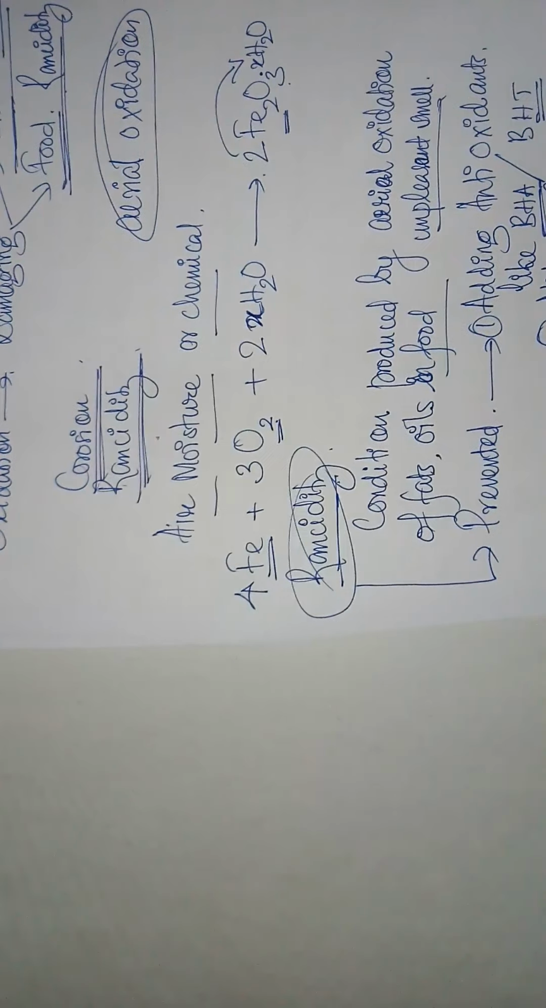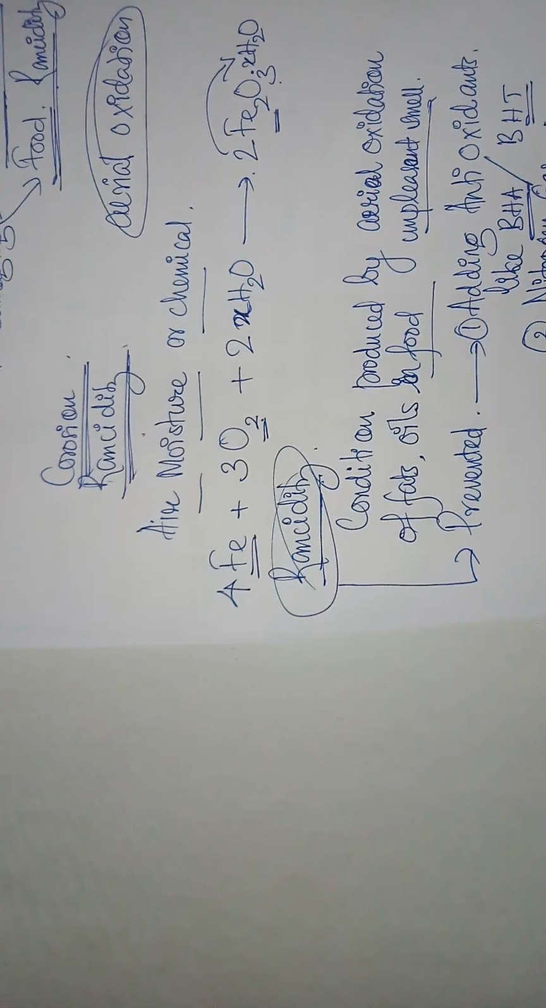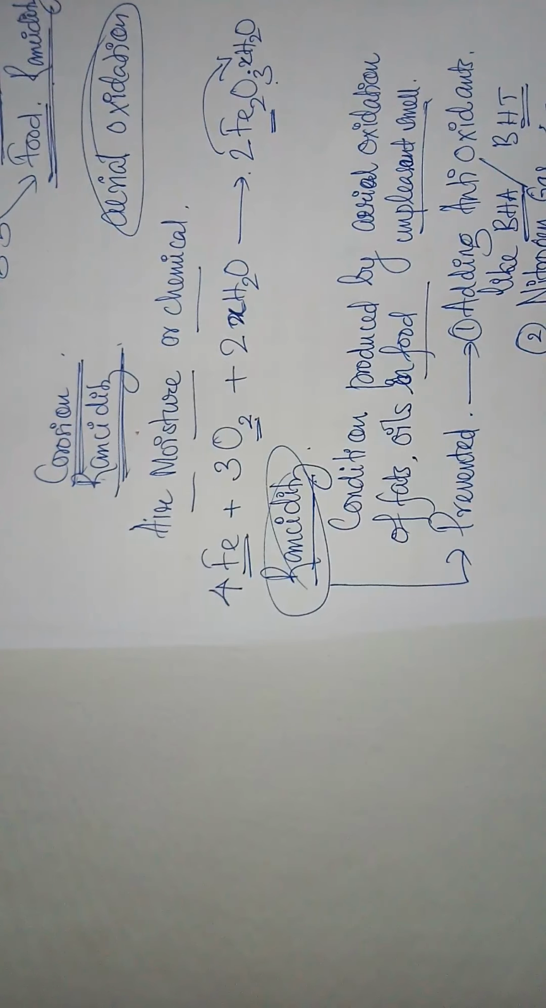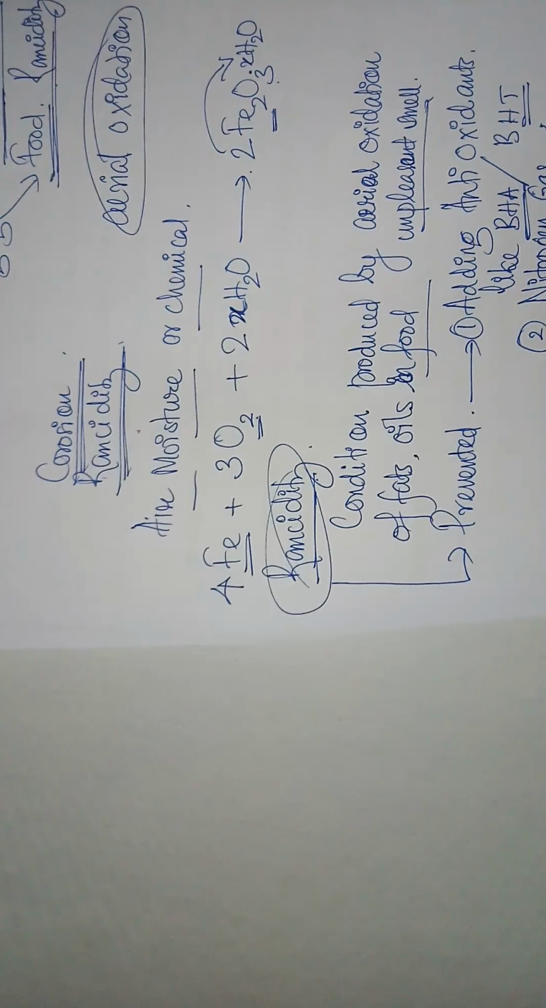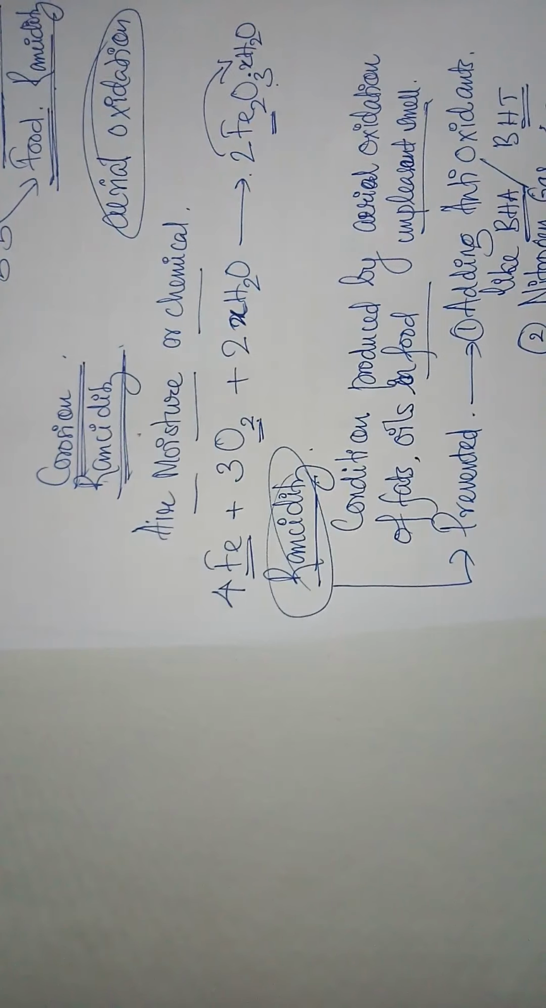Now third is refrigeration. We can keep the item which will get rancid in a refrigerator for a long time to keep the temperature low. Next, airtight containers. Rancidity can be retarded by storing food in airtight containers. When food is stored in airtight containers, there is little exposure to the oxygen of air. Hence, rancidity can be reduced.